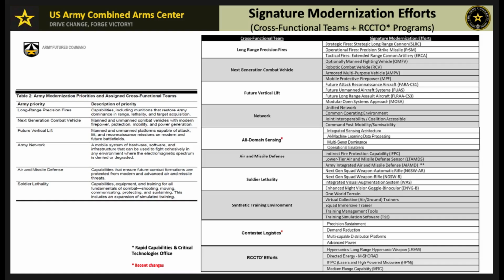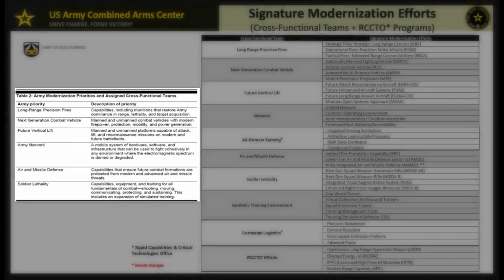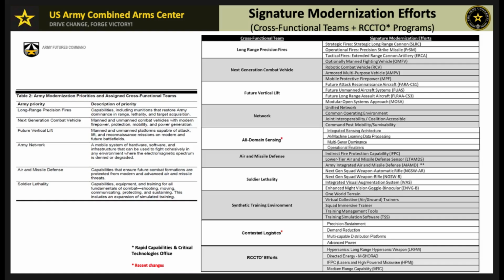The Army's signature modernization efforts represent our top priorities. These are critical initiatives designed to ensure that the force remains prepared and capable in future operational environments. These efforts are primarily managed through cross-functional teams, or CFTs, which are key components of the Army modernization enterprise. The goal of these teams is to drive rapid development and integration of new capabilities that align with the Army's 6 modernization priorities. Each CFT focuses on a specific priority area, ensuring that the Army's modernization efforts are well coordinated and effective.